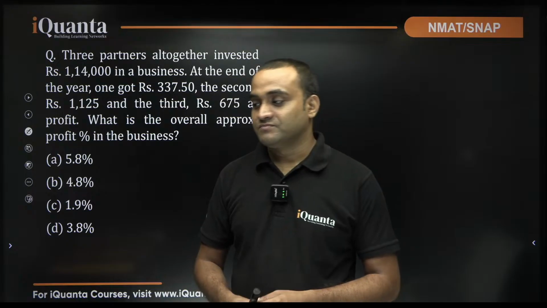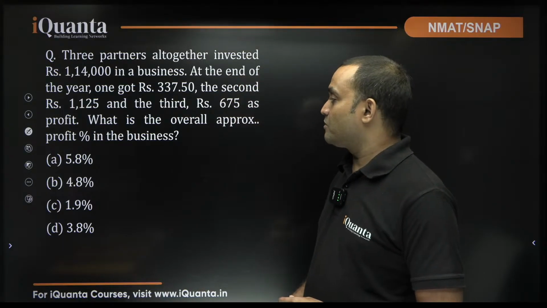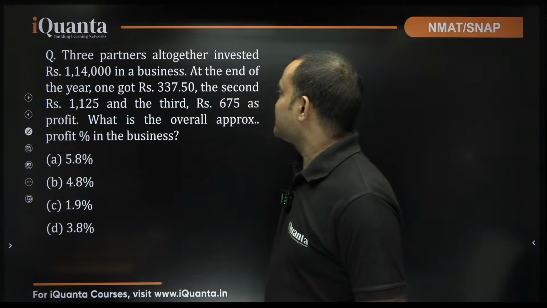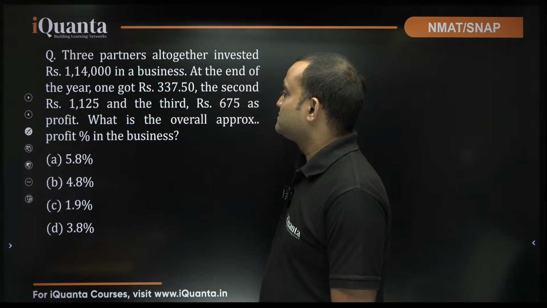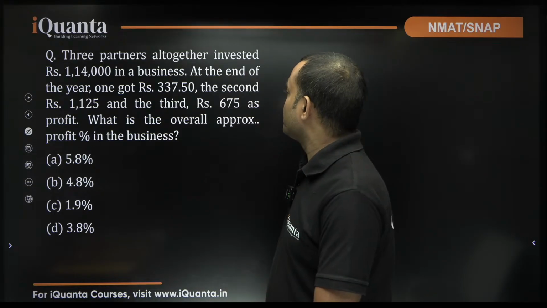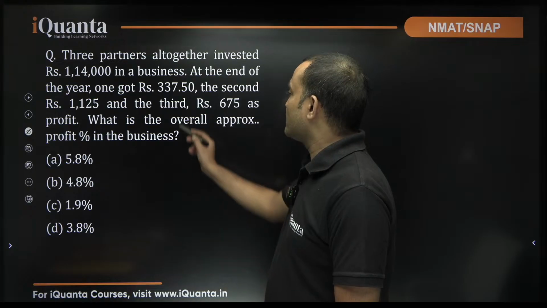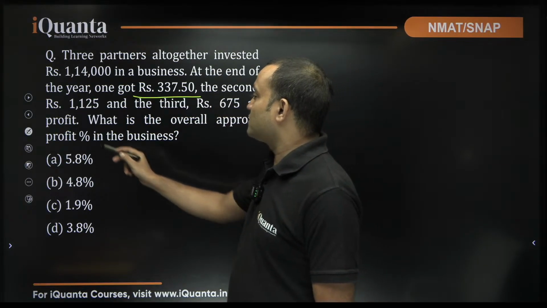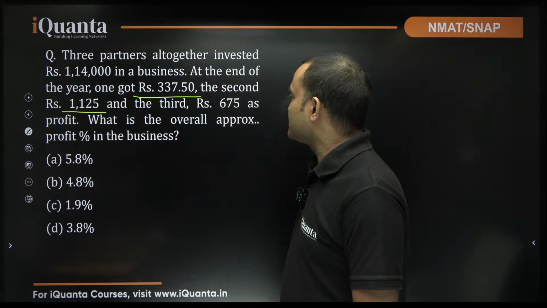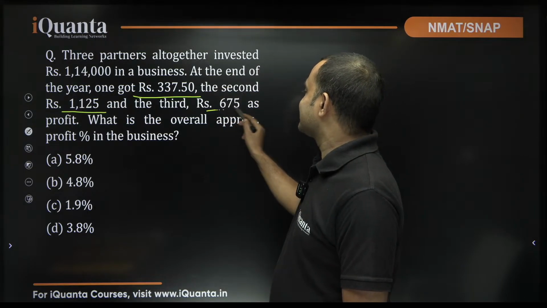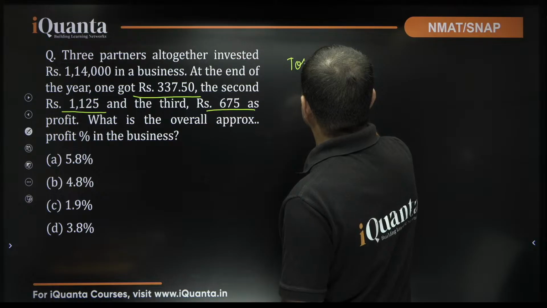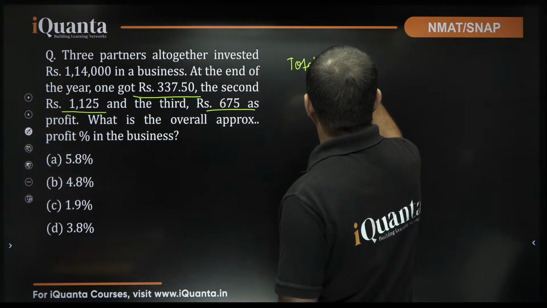Yes, Aryan, the approximate elimination option is best to solve this question. It says three partners altogether invested 1,14,000 in a business. At the end of the year, one got 337.5 rupees, the second got 1,125 rupees, and the third got 675 rupees as profit. So, what will be the total profit?